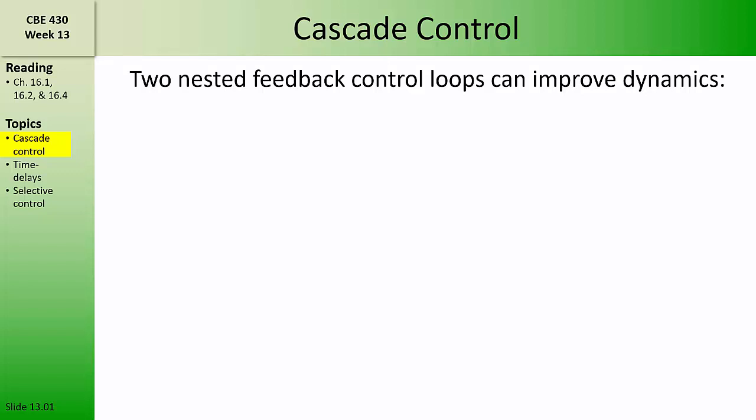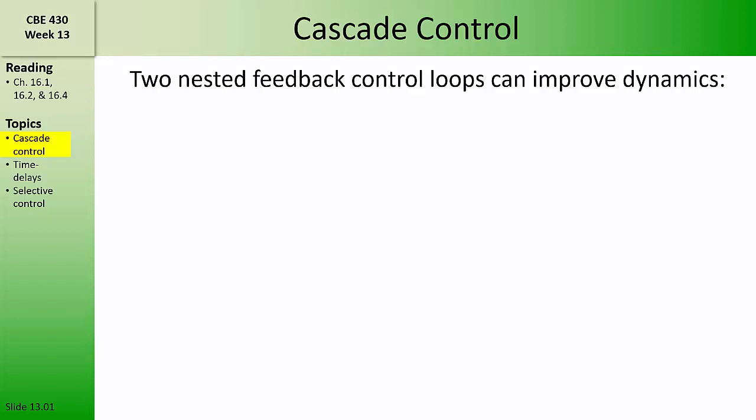In Chapter 16 of the Seborg text, we're going to cover sections 16.1, 16.2, and 16.4, which introduce three advanced strategies for feedback control loops: cascade control, time delay compensation, and selective control.